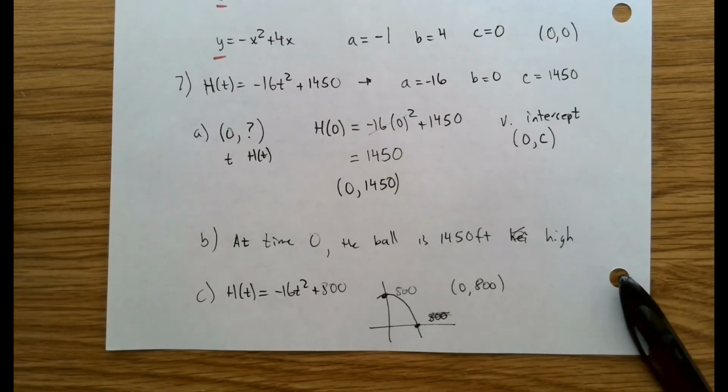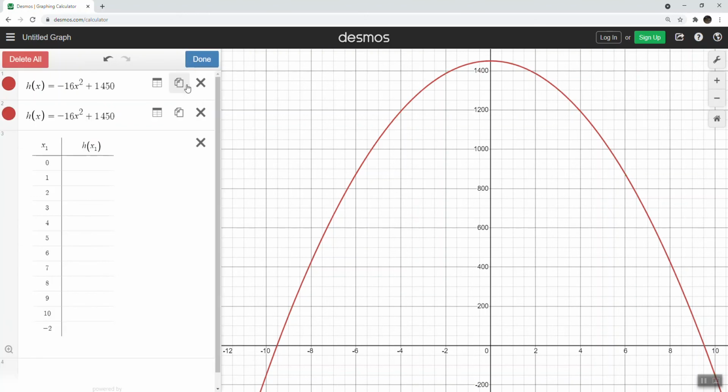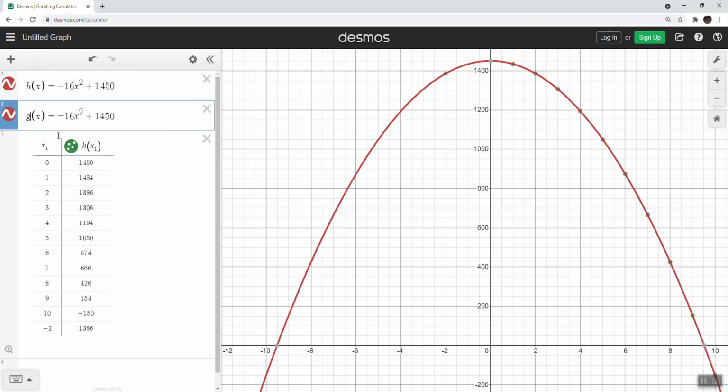Let's confirm that in Desmos real fast. So here's our h of t equals negative 16t squared plus 1450. I'm going to go ahead and copy this function. So I'm hitting the gear button and I'm hitting copy. And I'm going to rename this g of x so we don't have two h's. And I'm going to change this to 800. And then we can compare the two graphs. There it is, exactly what we predicted. It's unfair because I knew it was going to happen, right? But the height of the graph is less. So the highest y value ends up being 800.